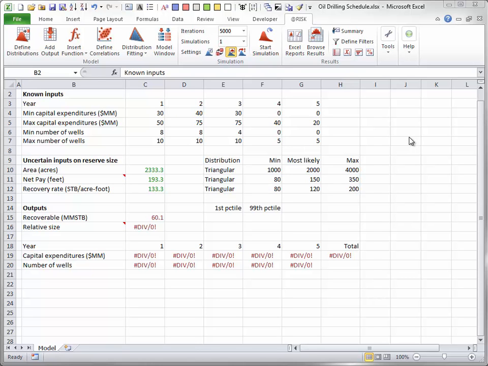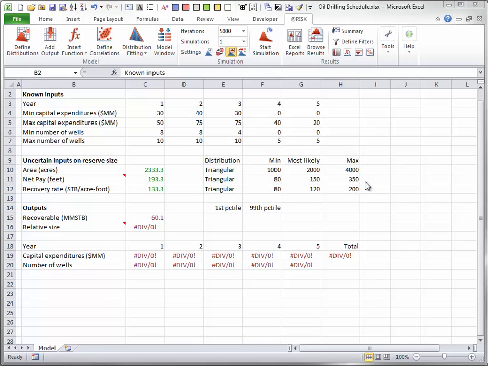There are 3 sources of uncertainty, as indicated in rows 10 to 12. The acres of the oil reserve, the depth in feet, called the net pay, and the recovery rate in STB, or stock tank barrels, per acre foot. The model assumes that these 3 quantities are independent, each with a triangular distribution with the parameters shown. Note that each of these triangular distributions is skewed to the right.